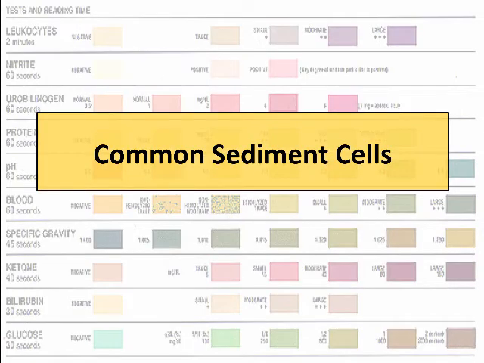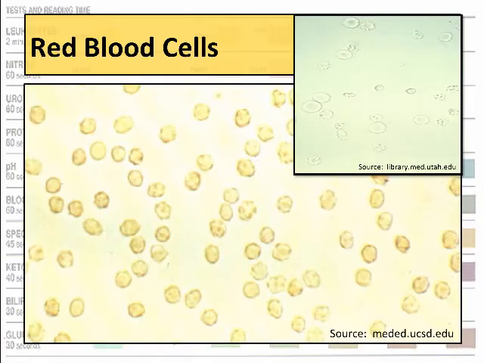So we're going to start looking at common cells that you would see in the sediment, because there are quite a few that are relatively common, and chances are we'll come across a few in our own exams in lab. And we're going to start with something you're probably very familiar with, which is red blood cells, right? It's not uncommon to see red blood cells in the urine. Having 0 to 2 per high power field per viewing area is normal, and that's okay.